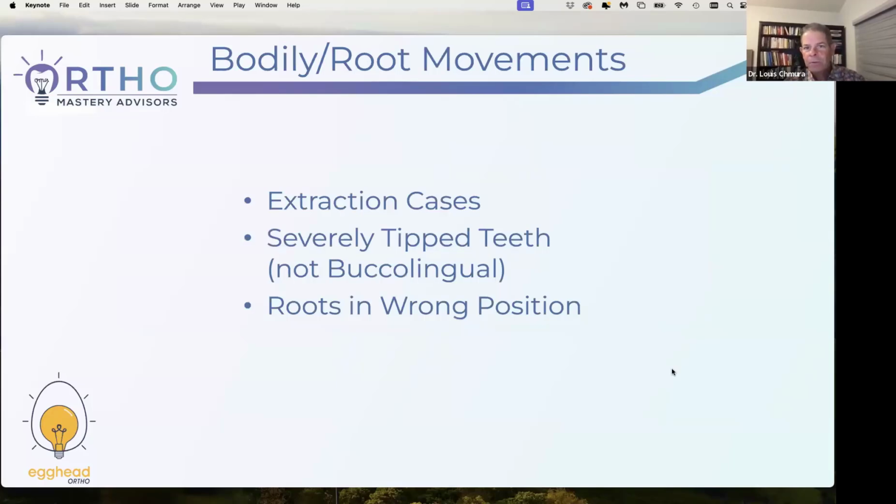So bodily root movements, extraction cases, are cases where they're missing teeth. Severely tipped teeth, not buccolingual, but I mean, the upper incisor is tipped 10 degrees to the distal. The root's in the wrong position. No, don't do it.